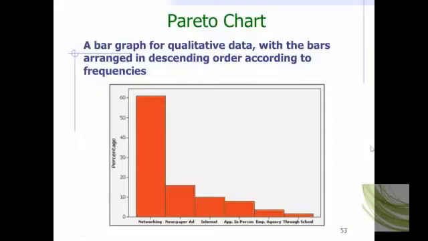Now, when we put the bars in descending order according to frequencies, then it's a Pareto chart. I would rather see this Pareto chart with spaces between the bars, because you can see the first category is networking, the second category is newspaper ad, and the third category is internet. They do not flow into one another. That's usually why we put spaces between the bars in a bar chart, to show that our categories are very, very separate from each other.